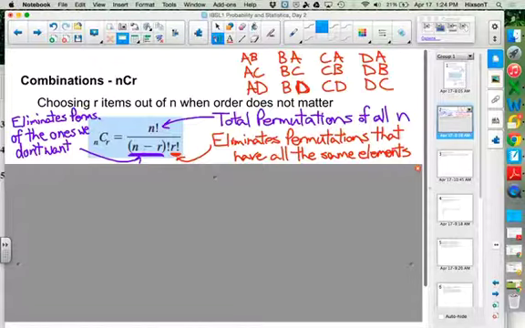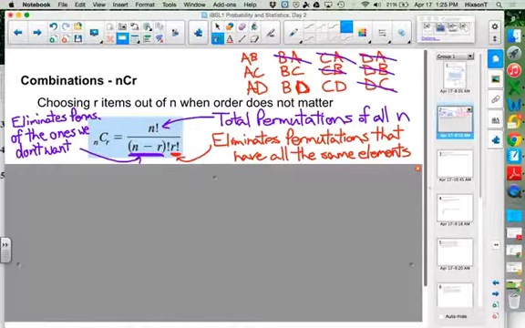What this r factorial does is it says, okay, I've got an AB, so I don't need this BA. I've got an AC, so I don't need a CA because I don't care about order. I have an AD, so that eliminates DA. Here's a BC, I don't need CB. Here's a BD, I don't need DB. Here's a CD, I don't need a DC. It eliminates all those permutations that have the same elements as one that we already have.